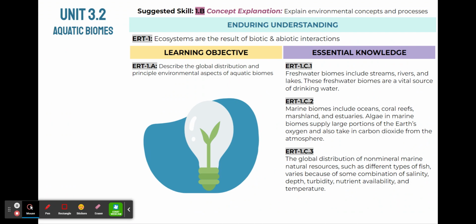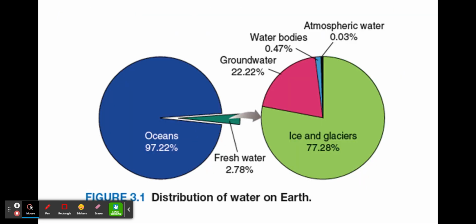Now let's move into the aquatic biomes. The majority of water on our planet is salt water. 97% of our water on Earth is salt water found in the oceans. The remaining water is fresh water. Now, of that 2.78% that is fresh water, 77% of it is trapped in ice and glaciers that's unusable to humans.